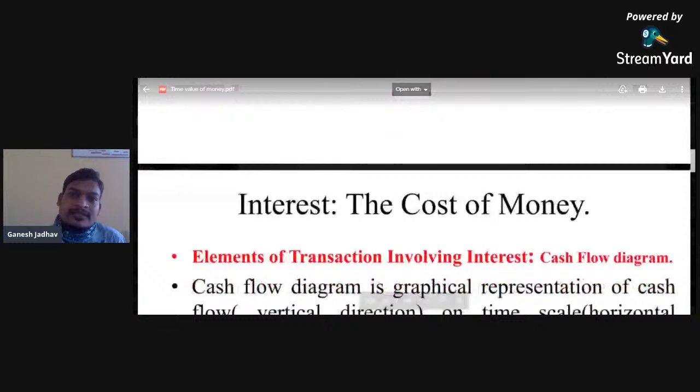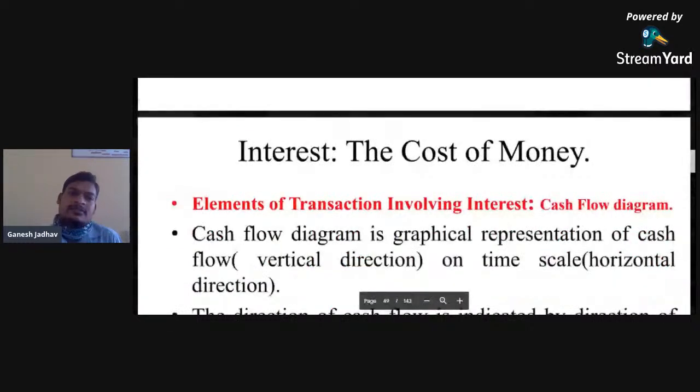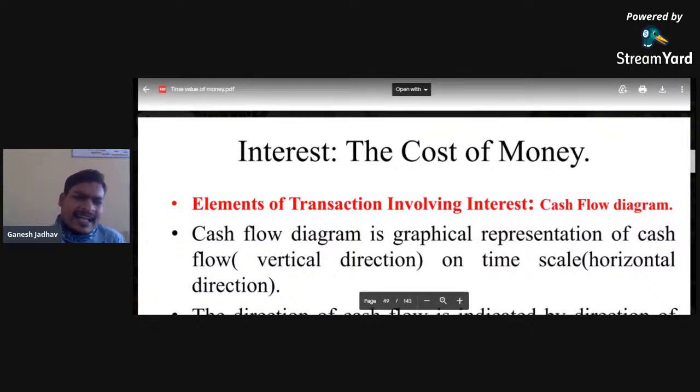Okay, then we move toward the elements of a transaction involving interest. Which elements are involved in a particular interest rate? So the cash flow diagram shows how the cash flows. The cash flow diagram is the graphical representation of the cash flow, with the cash flow in the vertical direction and the time scale in the horizontal direction. So this is the graph, and you can also observe this graph on the next slide.